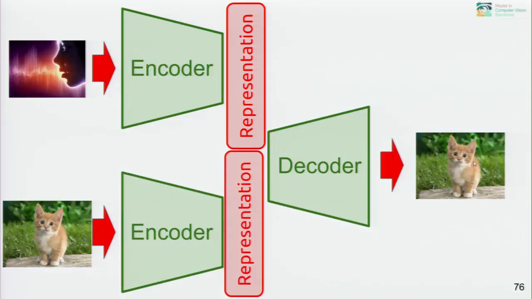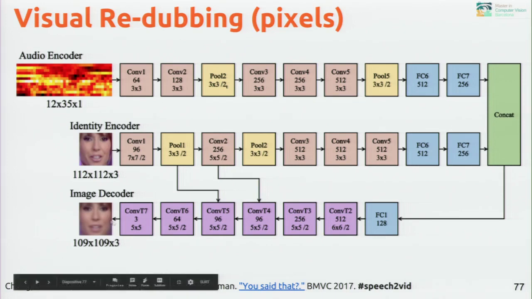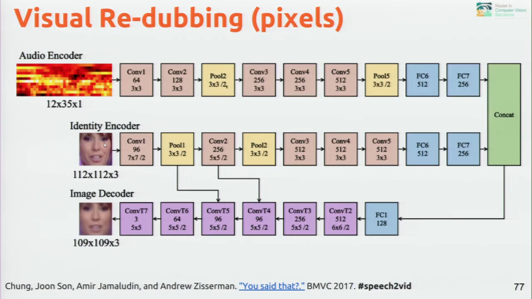So probably you get the idea of how it's related to what we saw earlier. So what about the opposite? What if you want to generate pixels instead of speech, having as input speech and vision? In this work, they extract some audio features. They have an identity encoder, which takes an image of a face. And what they're going to do is visual redubbing. They are going to generate pixels that redub the face to mimic or to say what's in the audio track.